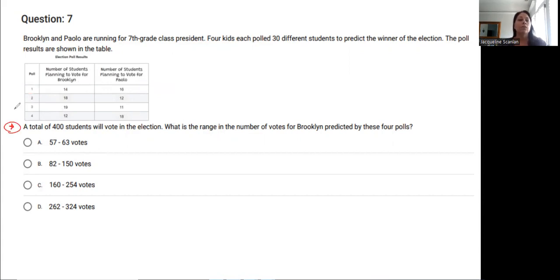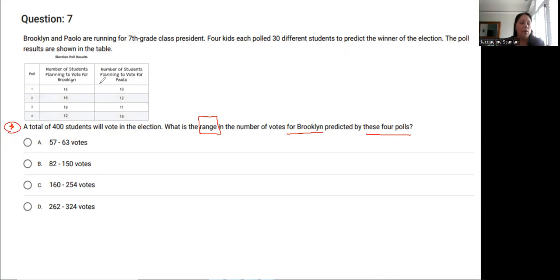The next question says a total of 400 students will vote in the election. What is the range in the number of votes for Brooklyn predicted by these 4 polls? Okay, so here is how I would approach this problem. What I would first do is try to figure out how many votes Brooklyn was receiving in my sample space.